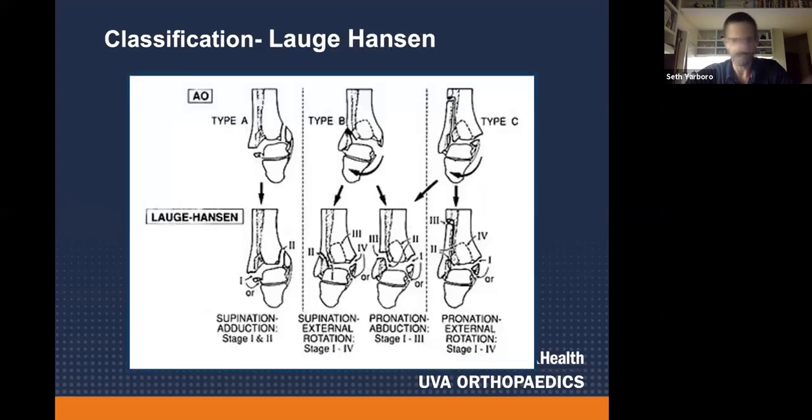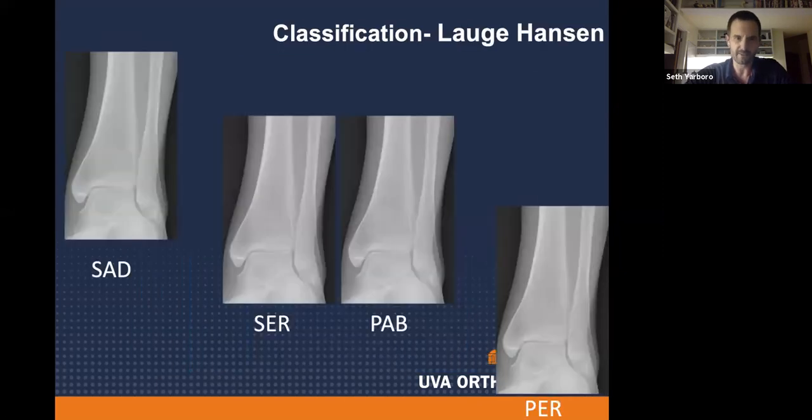And then you get this quick cartoon where you say, here's how you convert AO or Weber classification into Lauge-Hansen. They've got all these Roman numerals and all these pieces, and you're just like, all right, I'm going to just guess SER. But we can do better than that. So we've got 4 ankles laid out here, and we'll use some of the PowerPoint cartoons to go through. So what does Lauge-Hansen even describe?